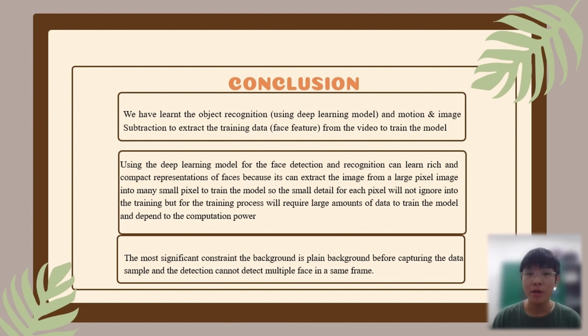Lastly, for the conclusions, we learned object recognition using the deep learning model and motion and image subtraction to extract the training data, which is the face pictures from the video, to train the model. We also have the advantage: using the deep learning model for face detection and recognition can learn rich and complex representations of the face because it extracts the image from a large pixel image into many small pixels to train the model. So the small detail of each pixel will not be involved in the training, but the training process requires a large amount of data to train the model, and it depends on the computation power. So it also has a constraint.